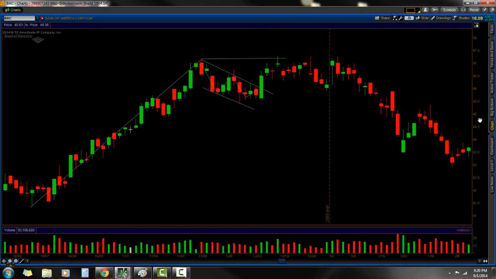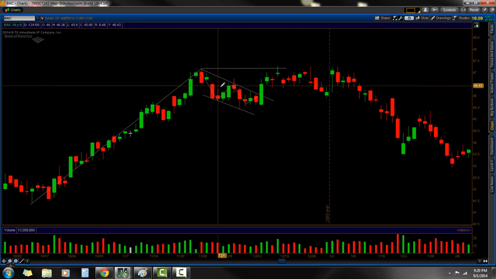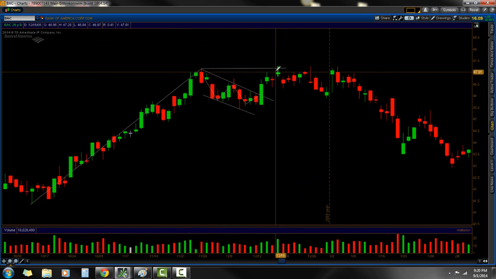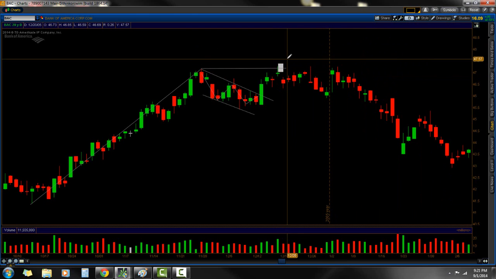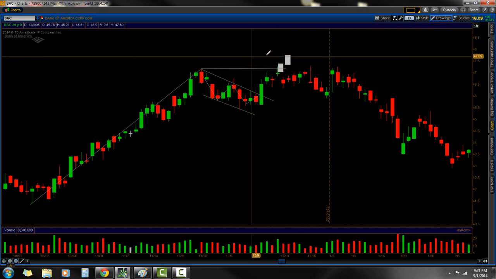This is another beautiful textbook high and tight flag, opposite tilt. You got your pole. When you're going to buy now, you're not going to get into this trade obviously because you didn't get the break, you didn't get the confirm. So it saved you, right? You're looking for the break, you're looking for the confirm. And then you would have bought a penny above the confirm.